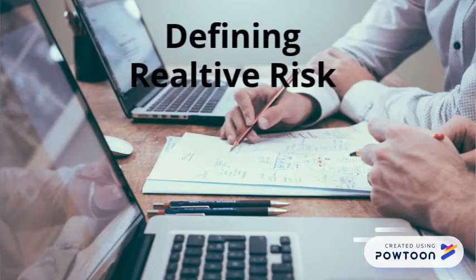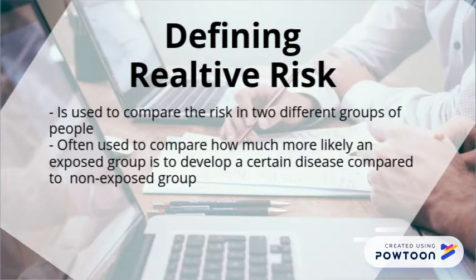In epidemiology, relative risk can give us insights in how much more likely an exposed group is to develop a certain disease in comparison to a non-exposed group. Once we know the exposure and disease status of a research population, we can fill in their corresponding numbers in the following table.